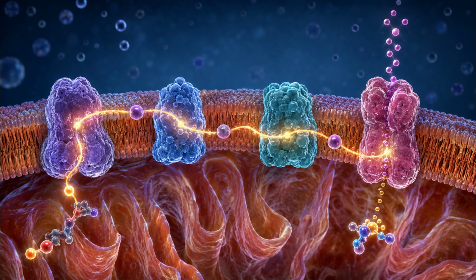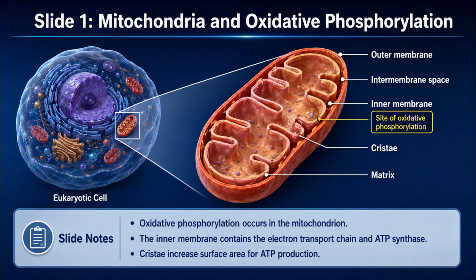In eukaryotic cells, oxidative phosphorylation takes place inside the mitochondria. Mitochondria are often called the powerhouses of the cell because they convert energy from nutrients into ATP. A mitochondrion has an outer membrane and a highly folded inner membrane. The folds of the inner membrane are called cristae. These folds increase the available surface area for the proteins and enzymes involved in ATP production.